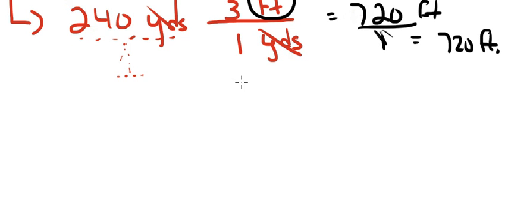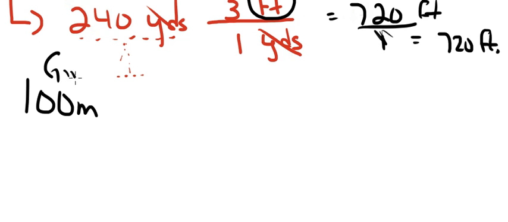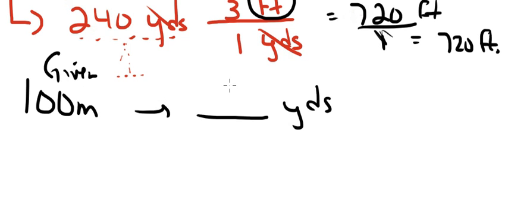All right, guys. We have another example to do. Example number 3. Okay, for this example here, it says an Olympic event in track and field is the 100-meter dash. 100 meters is about how many yards? Okay, so I know I have a 100-meter dash. So I'm going to write that down. That's my given. And they're asking me about how many yards. How many yards is 100 meters? That's my question.